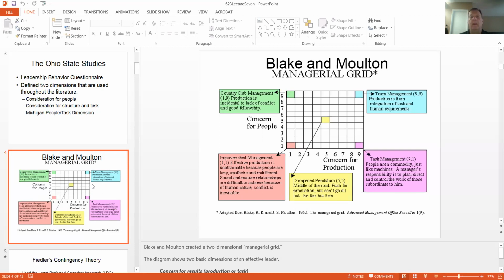Again, you're very concerned about getting the job done, not so concerned about the feelings and the development of your employees. Where you would hope to be is in the top right-hand corner with that light blue, the team approach, where you score high both on concern for production as well as concern for people. Production comes from an integration of task and human requirements. You combine both together very well in order to be an effective leader. So our effective leaders, according to Blake and Mouton, tend to be those who have a high concern for people, a high concern for production, and tend to work in this team type of orientation.